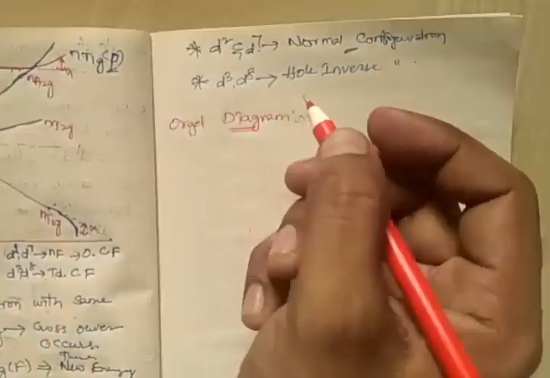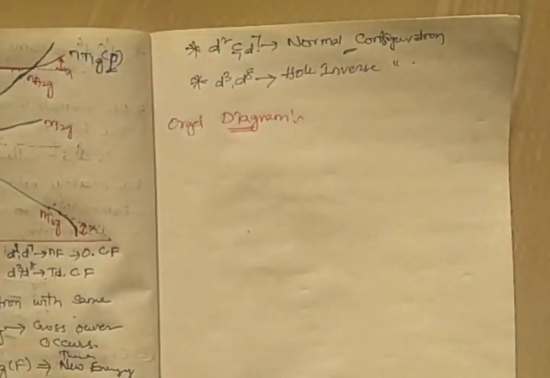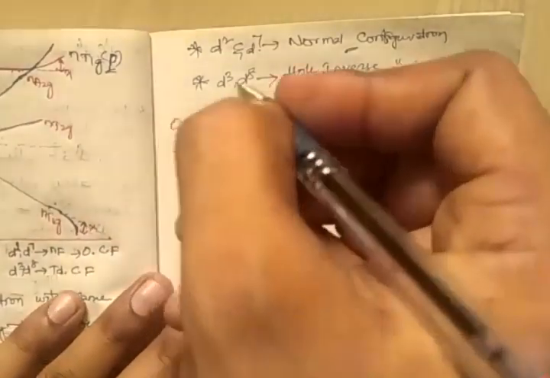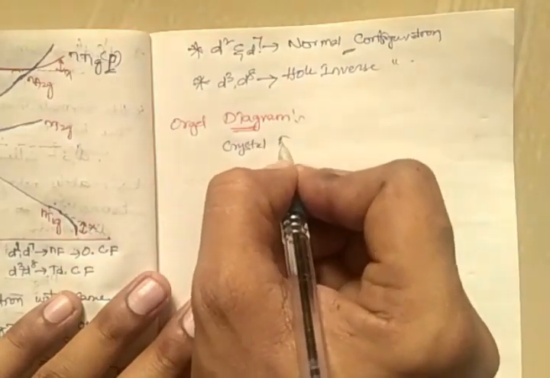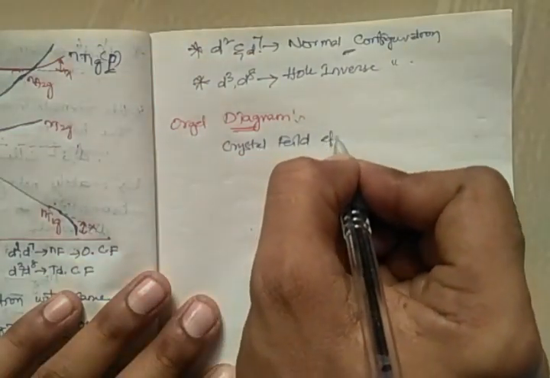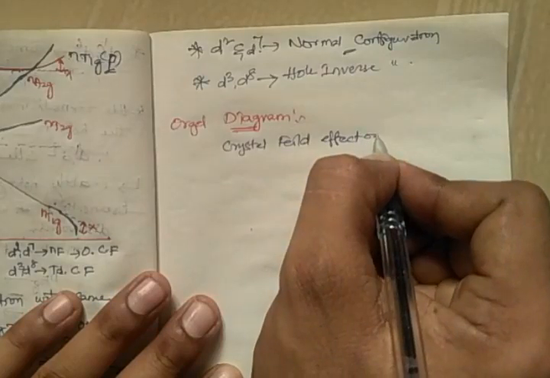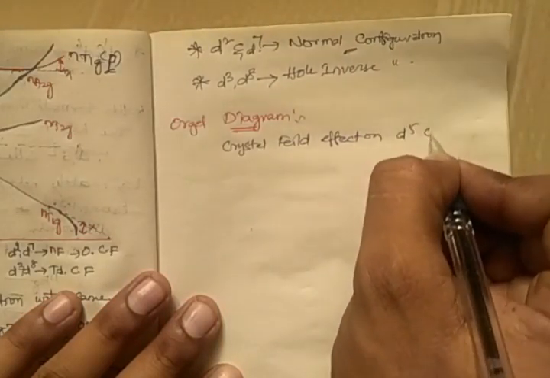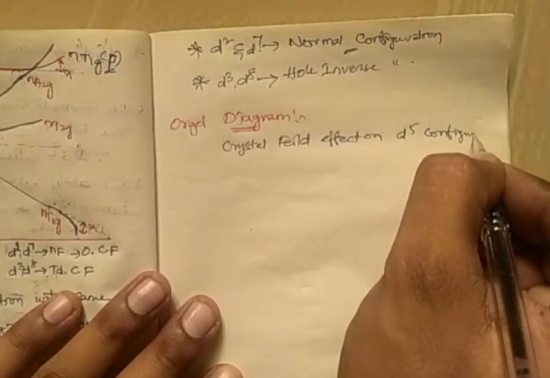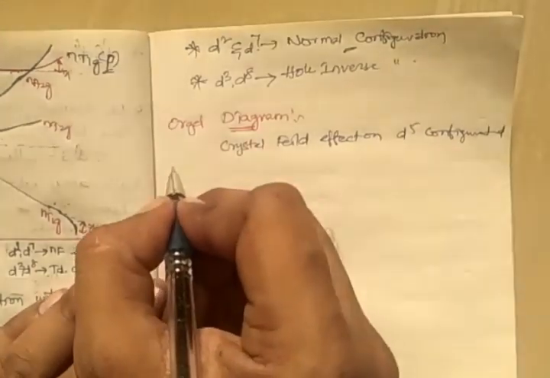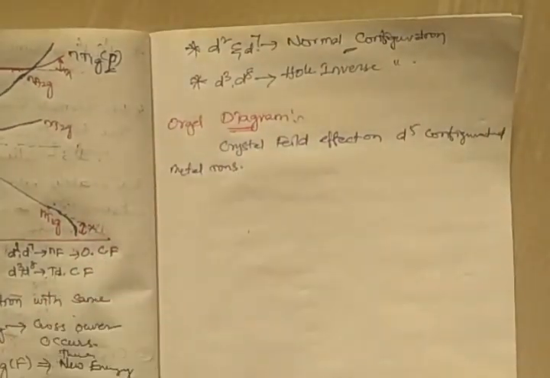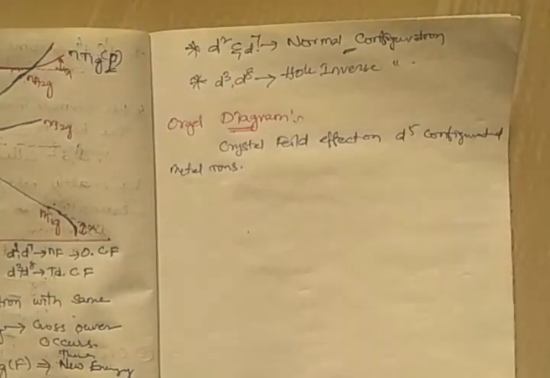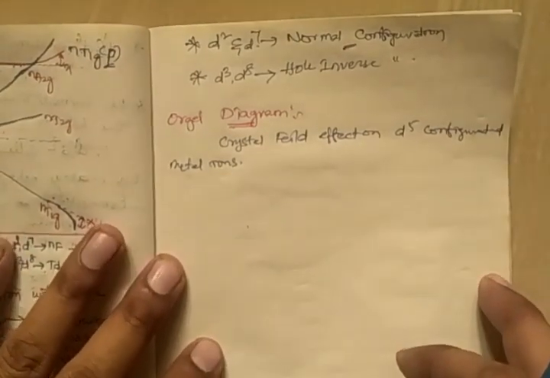Third Orgel diagram, where the third Orgel diagram will explain the splitting pattern or crystal field effect on d5 configured metal ions. In d5 configured metal ions, how does the crystal field effect take place?